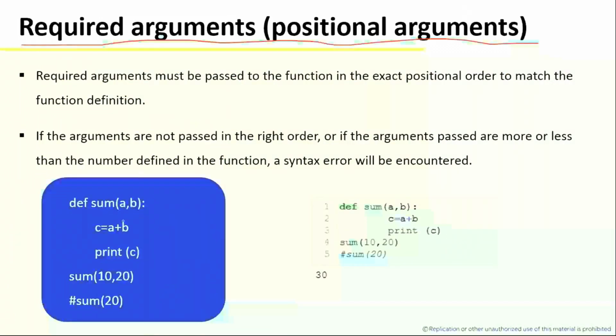Required arguments. Actually speaking, look at here. I have function definition sum, consisting of two formal parameters, and I'm calling my function with the same two arguments. Do they have one-to-one correspondence? 10 will go to A, 20 will go to B. Is it okay? So if I try to call the same function with a single argument, then it is going to generate an error. 20 will go to A, and it will ask that there is no value for B. Clear?